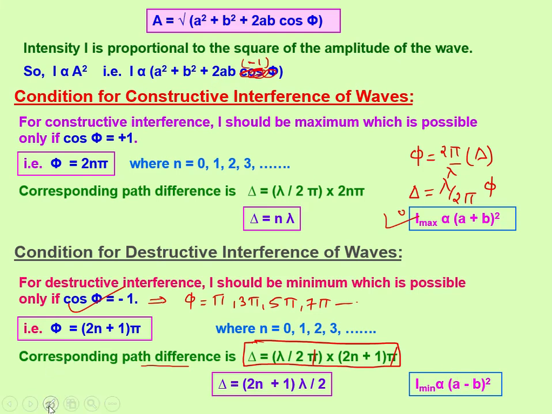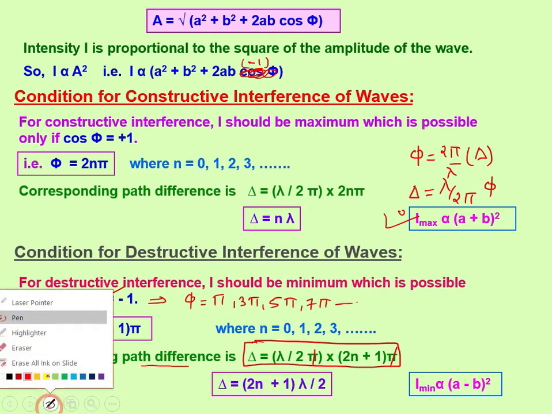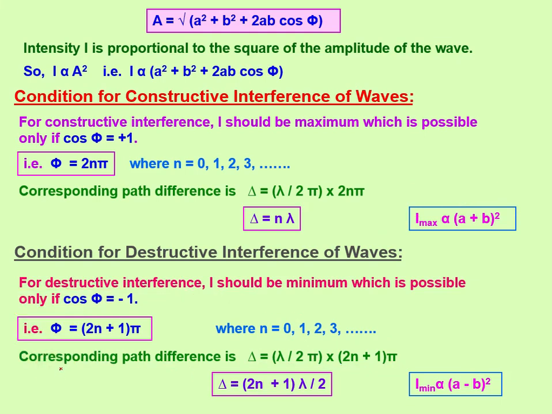So this slide includes the conditions for maximum intensity, or constructive interference. Phase difference is 2n pi, or n lambda is the path difference. And the condition for destructive interference is phase difference 2n plus 1 pi, or 2n plus 1 lambda by 2 for the path difference. These conditions are very important to understand path difference for constructive and destructive interferences.